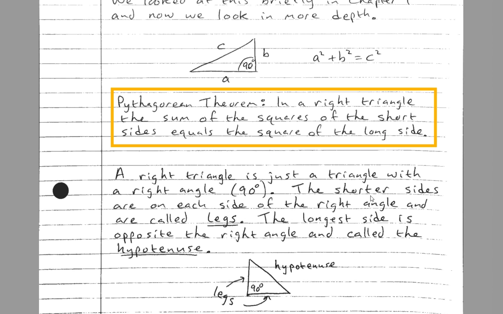Okay, again, the shorter sides are the legs. They're on each side of the 90-degree angle. The longest side is opposite the 90-degree angle. That's the hypotenuse.